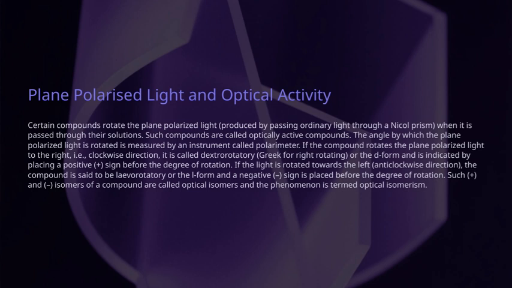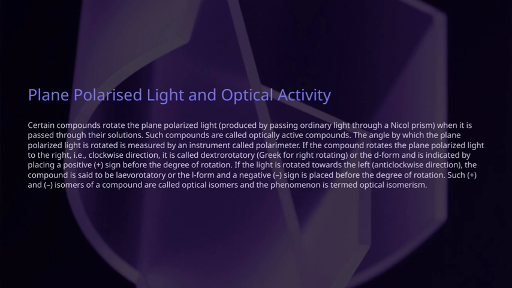Conversely, if the light rotates towards the left or anticlockwise, the compound is called levorotatory, meaning left rotating, and we mark this with a minus sign. It's important to understand that these optical activities lead to what we call optical isomers. These are compounds that have the same molecular formula, but differ in the way they interact with polarized light. This phenomenon, where the two isomers rotate light in opposite directions, is termed optical isomerism.